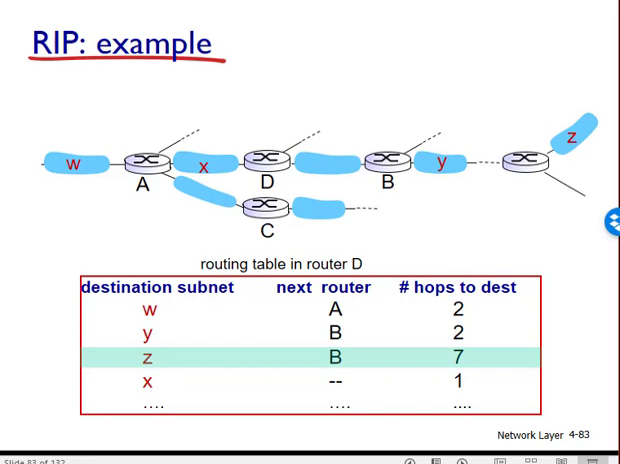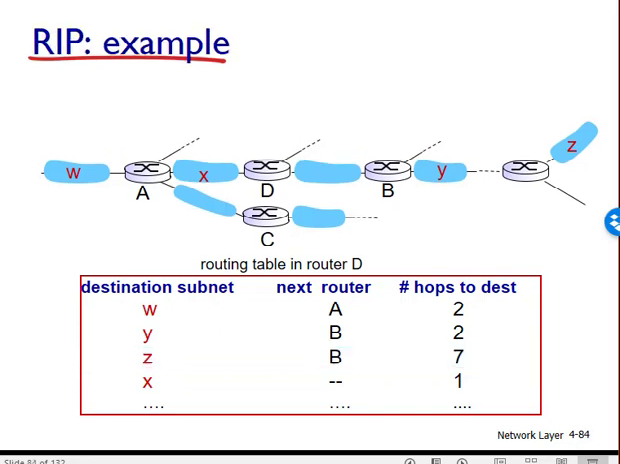In principle, a routing table will have one row for each subnet in the autonomous system, although RIP version 2 allows subnet entries to be aggregated using route aggregation techniques. Let's next consider a few of the implementation aspects of RIP.